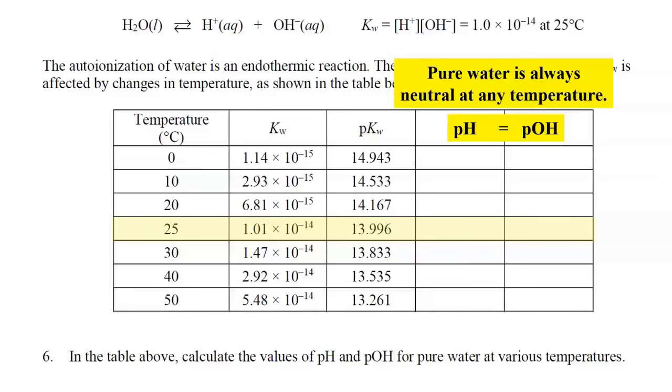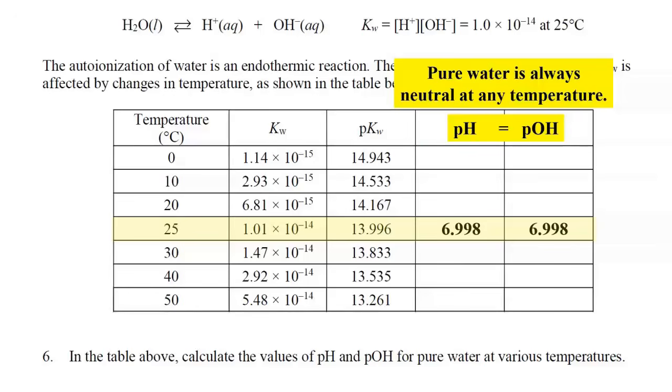Since the pH is equal to the pOH for pure, neutral water at any temperature, all I have to do to get the value of pH and pOH is to divide the pKw by 2. In other words, cut that number in half. So what's half of 13.996? It is 6.998. So what does this tell us? This tells us that pure, neutral water has a pH of approximately 7 at 25 degrees Celsius. But every single row of this table represents pure, neutral water.